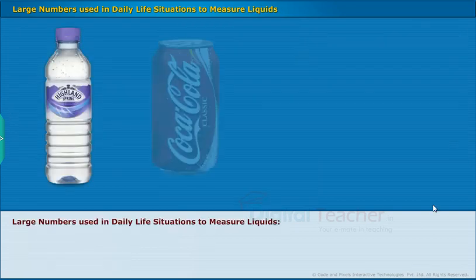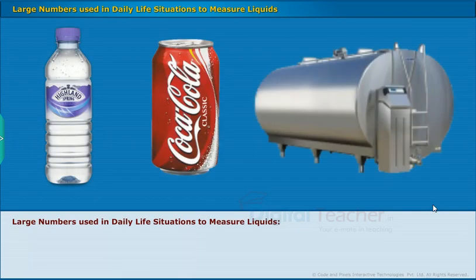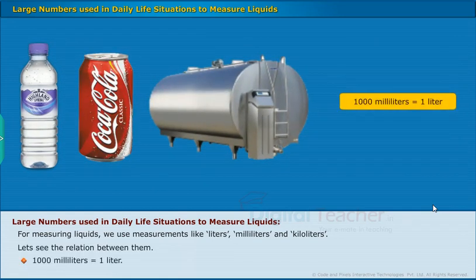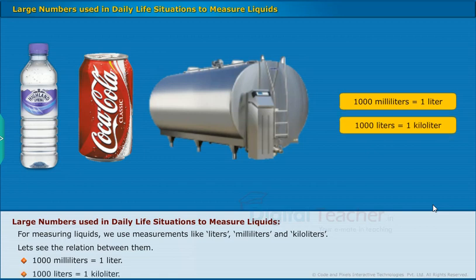Large numbers used in daily life situations to measure liquids. For measuring liquids, we use measurements like liters, milliliters, and kiloliters. Let's see the relation between them. 1000 milliliters is equal to 1 liter. 1000 liters is equal to 1 kiloliter.